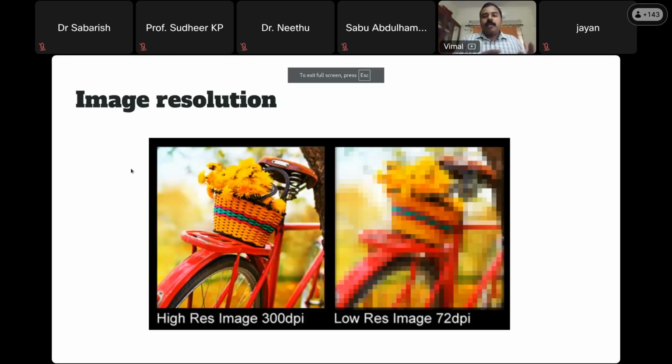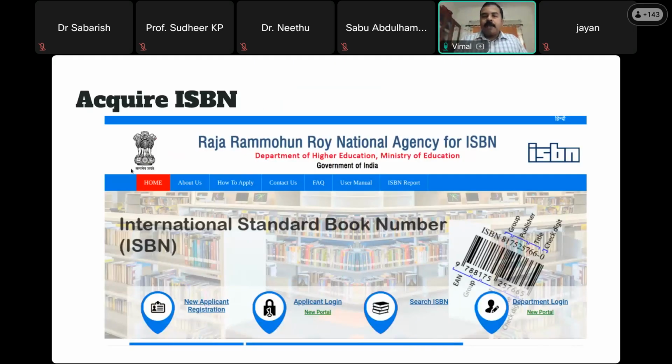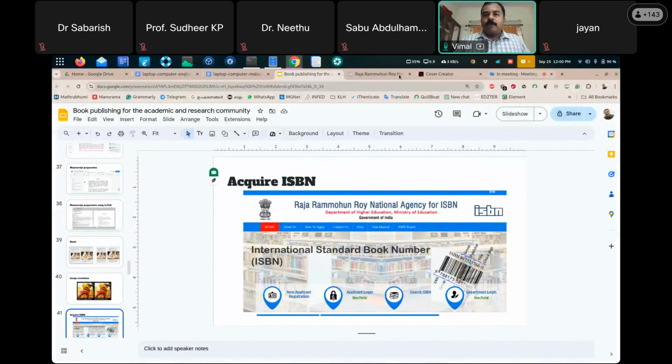Okay, one point regarding image resolution: it should be a minimum of 300 dpi. After preparing the manuscript, we can apply for an ISBN number. Now ISBN is allotted through a portal. It's managed by the Raja Ram Mohan Roy National Agency for ISBN. It's a portal, and it's a free of cost service.